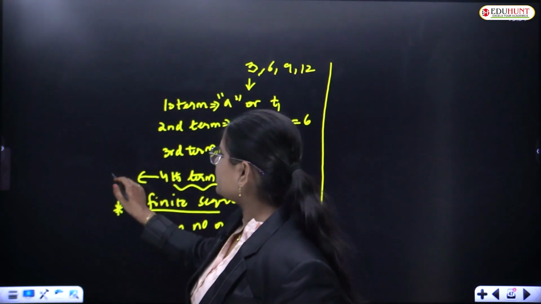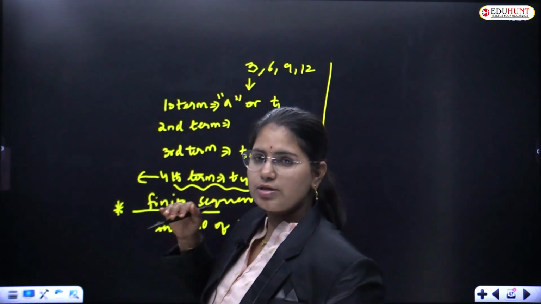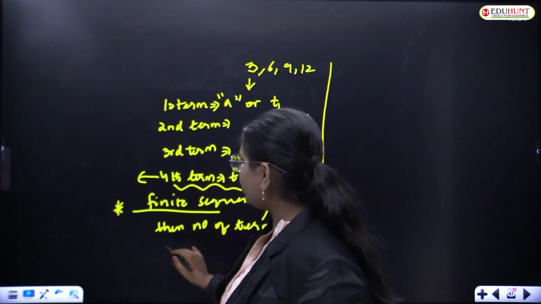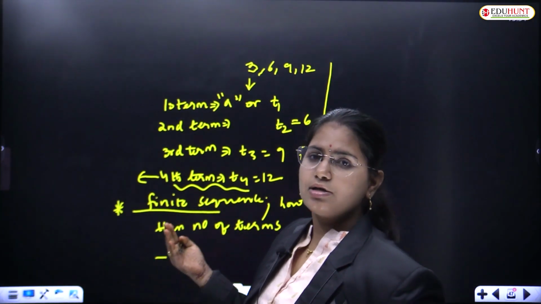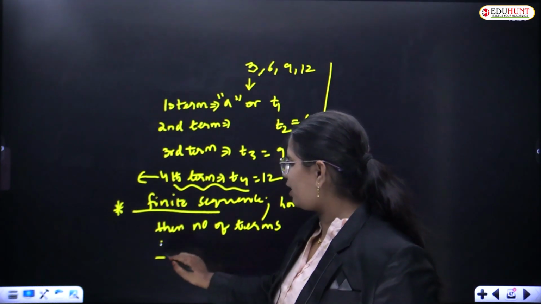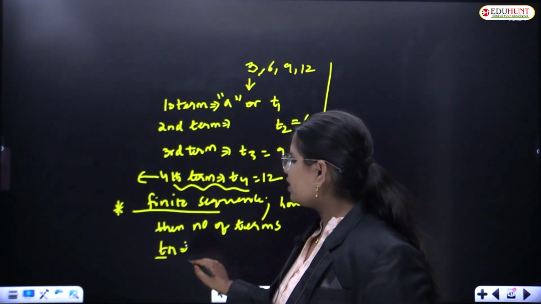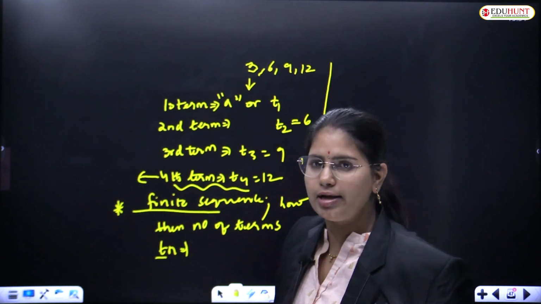How will it be represented? First term, second term, third term, fourth term. Suppose I want to express the value of the term at the nth place, how will you represent it? Tn. Tn means the term which is located in the nth place. What is this nth term?